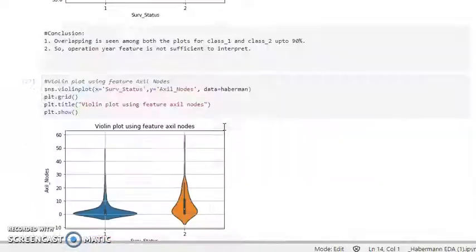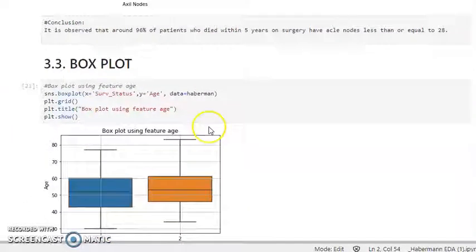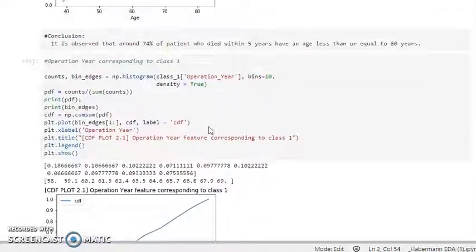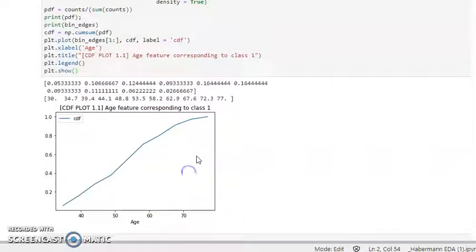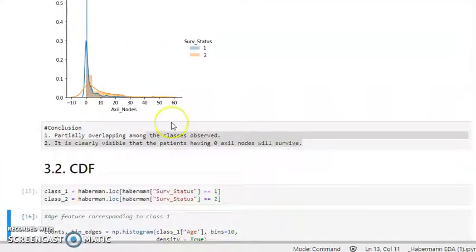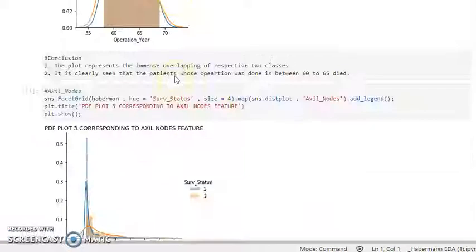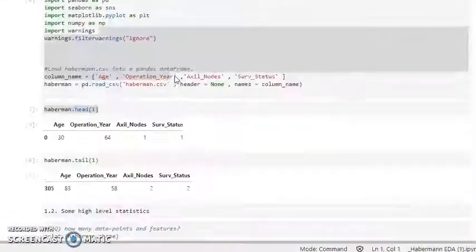So guys, this is the entire case study of the Haberman dataset, where we have gone through different plots, and this is the complete case study where you are getting full-fledged knowledge of exploratory data analysis, which is the beginning part of any data science or machine learning project.